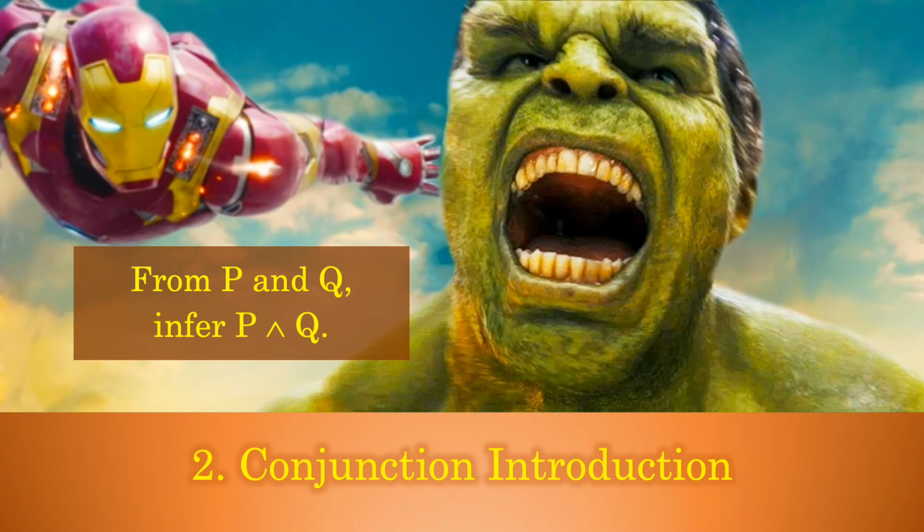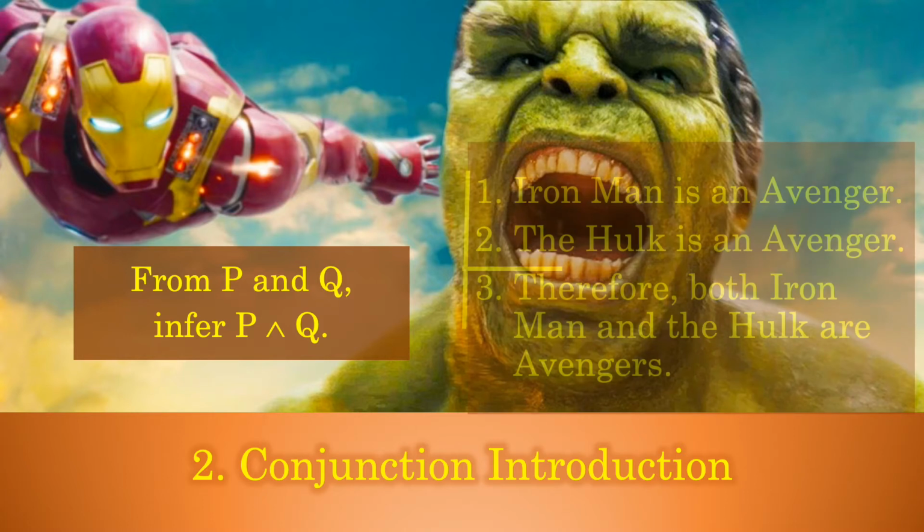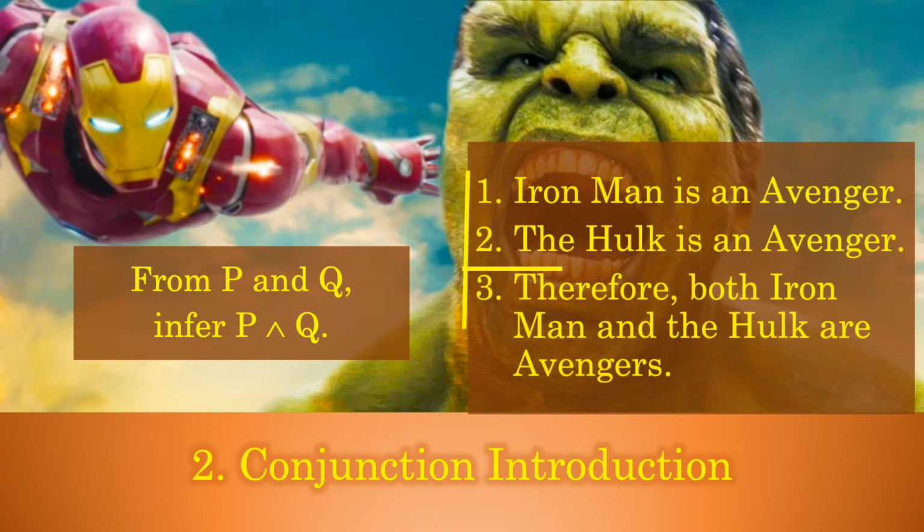The next rule that we will look at is called conjunction introduction. This says if you're given P by itself and Q by itself, you can infer the conjunction P and Q. For example, if we are told that Iron Man is an Avenger, and we're also told that the Hulk is an Avenger, then we can infer that both Iron Man and the Hulk are Avengers.